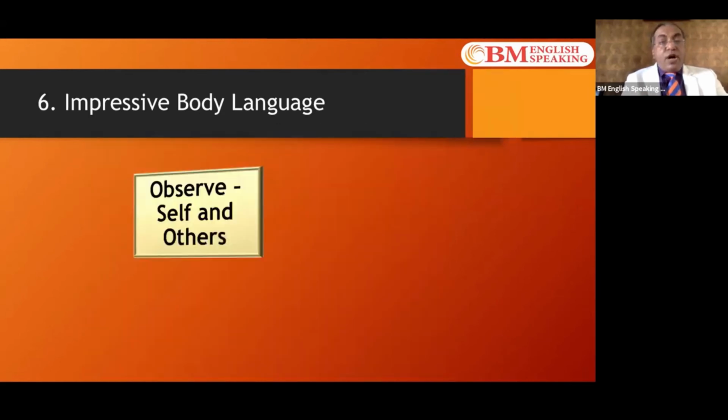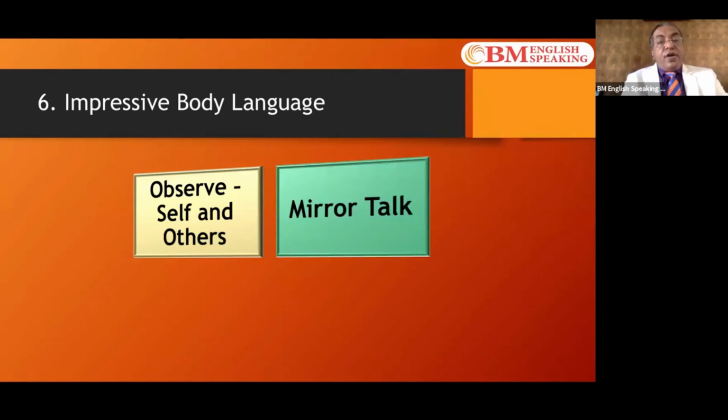Now, how do you develop the right kind of body language? By observing yourself and observing others. It's extremely important. We watch so many videos these days, and there are excellent speakers that we see. So what is the body language that they are using? What is the body language that I am using? You need to compare and imitate and learn from other people's body language. Okay. Also use this mirror talk technique. Stand in front of a mirror, maintain eye contact, and speak.